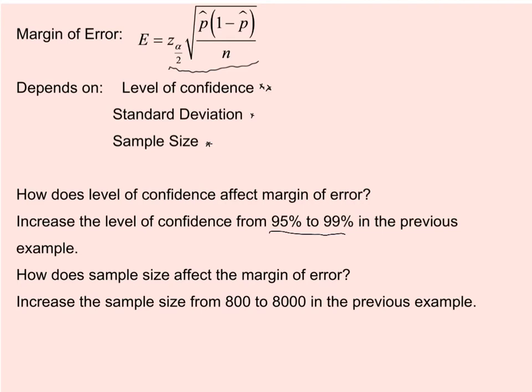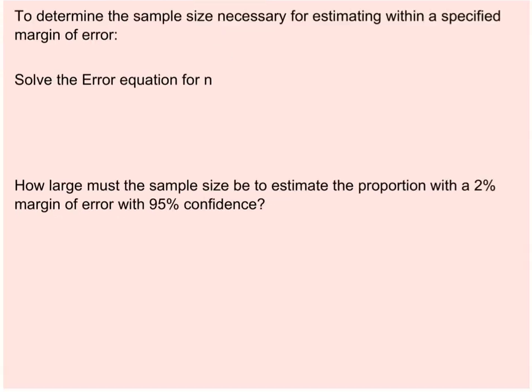And then how does sample size affect the margin of error? If I increase from 800 to 8,000 in the previous example, how significantly does that affect the margin of error? And that's all stuff that you can play around with using Minitab, but I'm not going to go into specific examples. But if you increase it from 800 to 8,000, the interval should get smaller, but by how much? That's where it gets a little interesting.